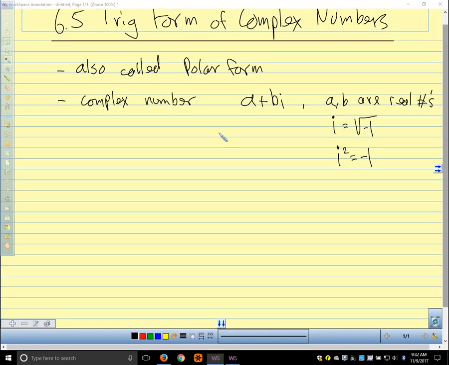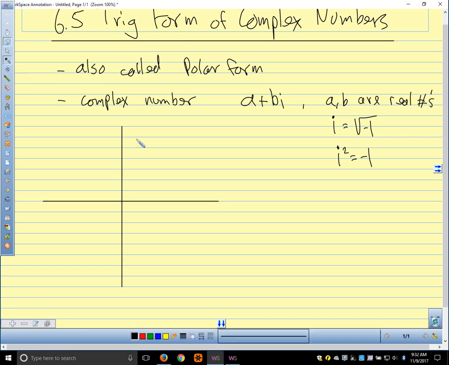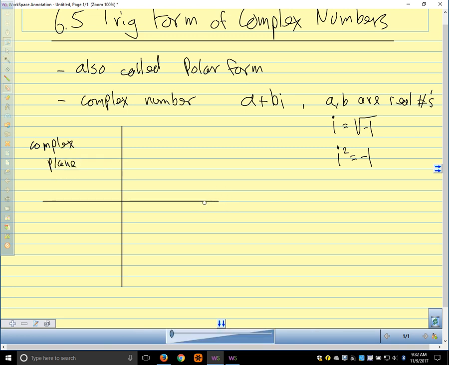So what we're going to do today is imagine, no pun intended, but we're going to think about complex numbers on what we call the complex plane. So let me draw a set of axes. And this is going to be our complex plane. On the complex plane, instead of the x-axis, we think about this being the real axis. And the y-axis, we think about being the imaginary axis.